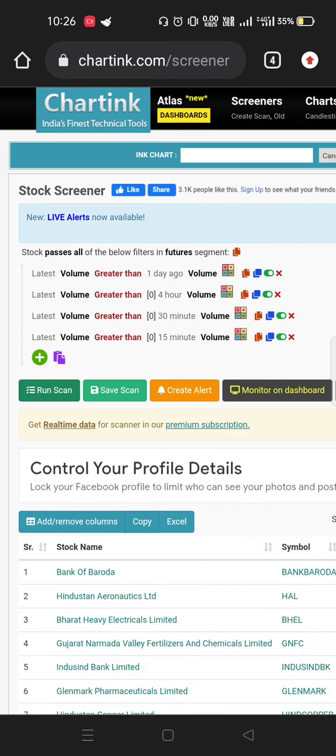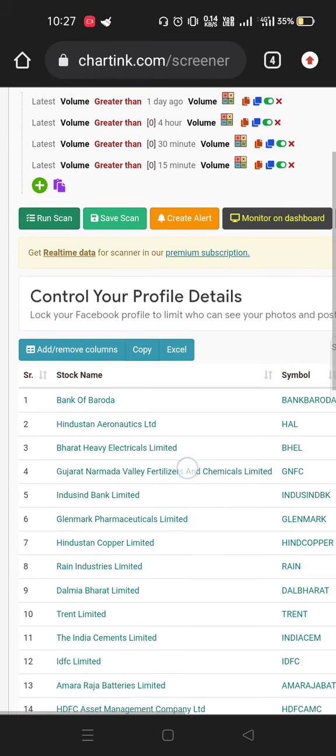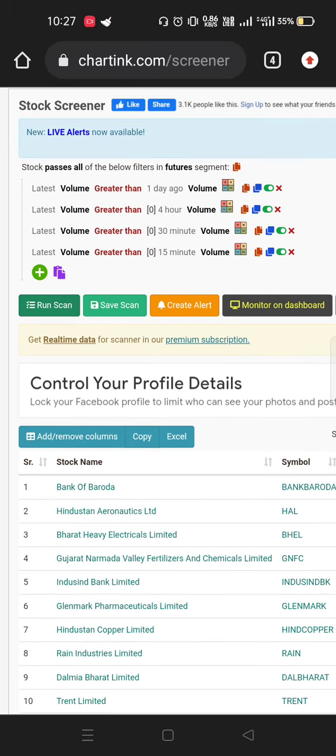You can go for the running ones, and these are the stocks: Bank of Baroda, Hindustan Aeronautics Limited, BHEL, Gujarat Narmada Valley Fertilizers, and IndusInd Bank. So these 5 stocks I need to pick in order to go for the analysis. How the volumes will be played: the volume is greater than 1 day ago, the volume is greater than 4 hours, the volume chart is greater than 30 minutes, the volume chart is greater than 15 minutes.